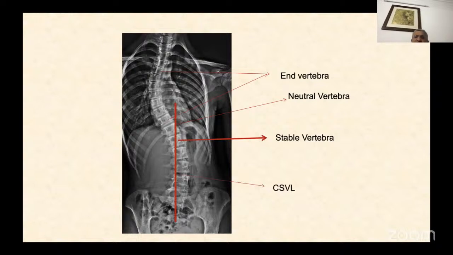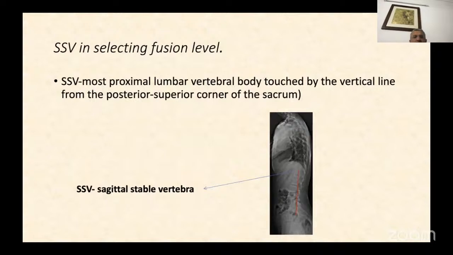Basically, what does the stable vertebra mean? The vertebra which is in line with the sacrum. Therefore, your construct will come in line with the L1 vertebra, and therefore the whole construct will be in line with the sacrum. That's all it's about. Our primary aim is to make the head centered over the pelvis. Therefore, the end vertebra of the construct has to be in line with the sacrum. That's what we are trying to do. That is the overall principle of surgical management of scoliosis.